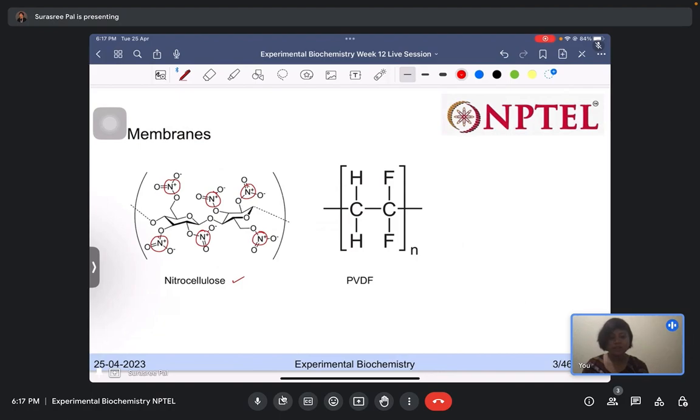Whereas this is polyvinylidene fluoride, PVDF, okay, another membrane which is also very commonly used, and it is a better membrane than nitrocellulose. And here also you can see that there are these fluorine atoms which have a delta negative charge. So carbon has a delta positive charge, and the DNA molecules as well as the protein molecules can be transferred easily onto these membranes, right?